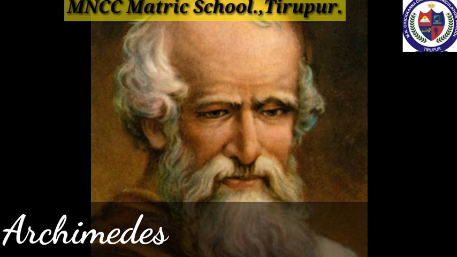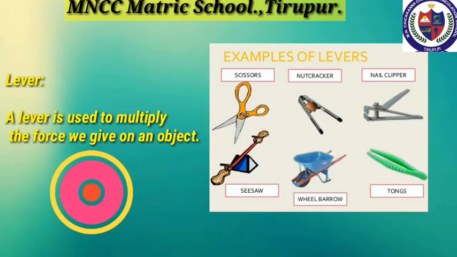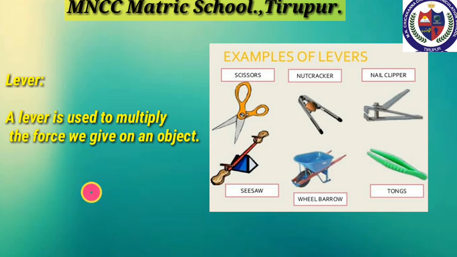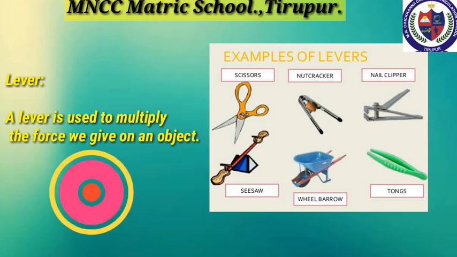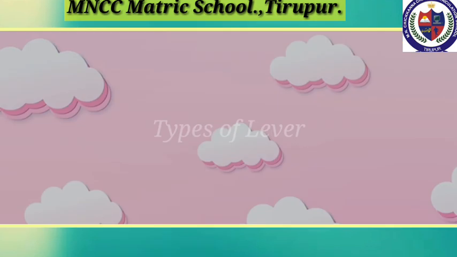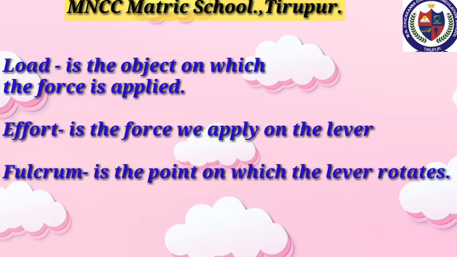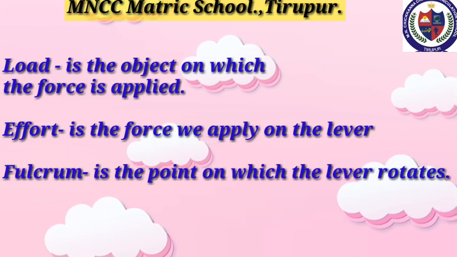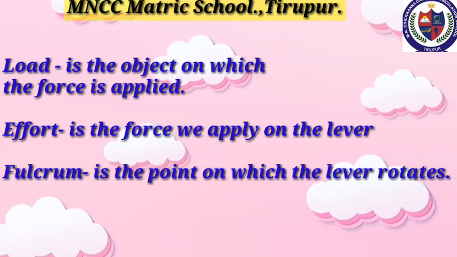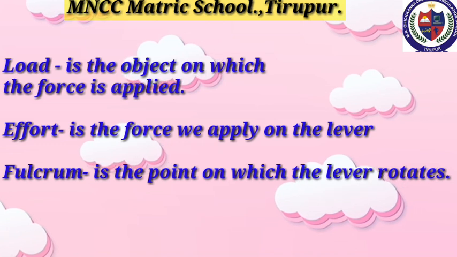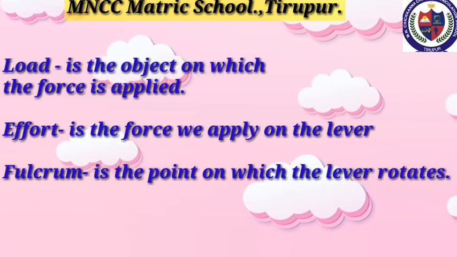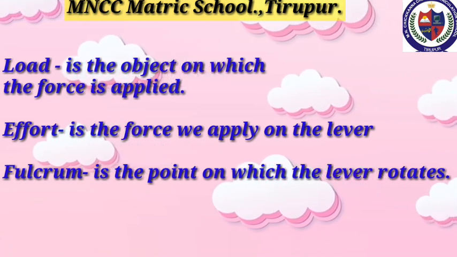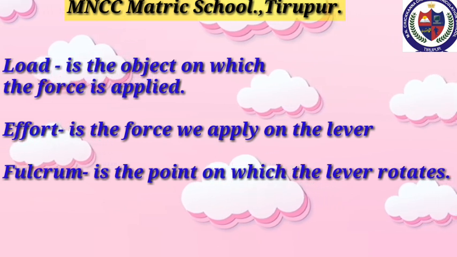The last simple machine is lever. A lever is used to multiply the force we give on an object. For example, scissor, nutcracker and plier. Then, next we move to types of lever. To understand the lever, we must know the following terms. Number 1, load. Load is the object on which the force is applied. Second one is effort. Effort is the force we apply on the lever. Third, fulcrum is the point on which the lever rotates.